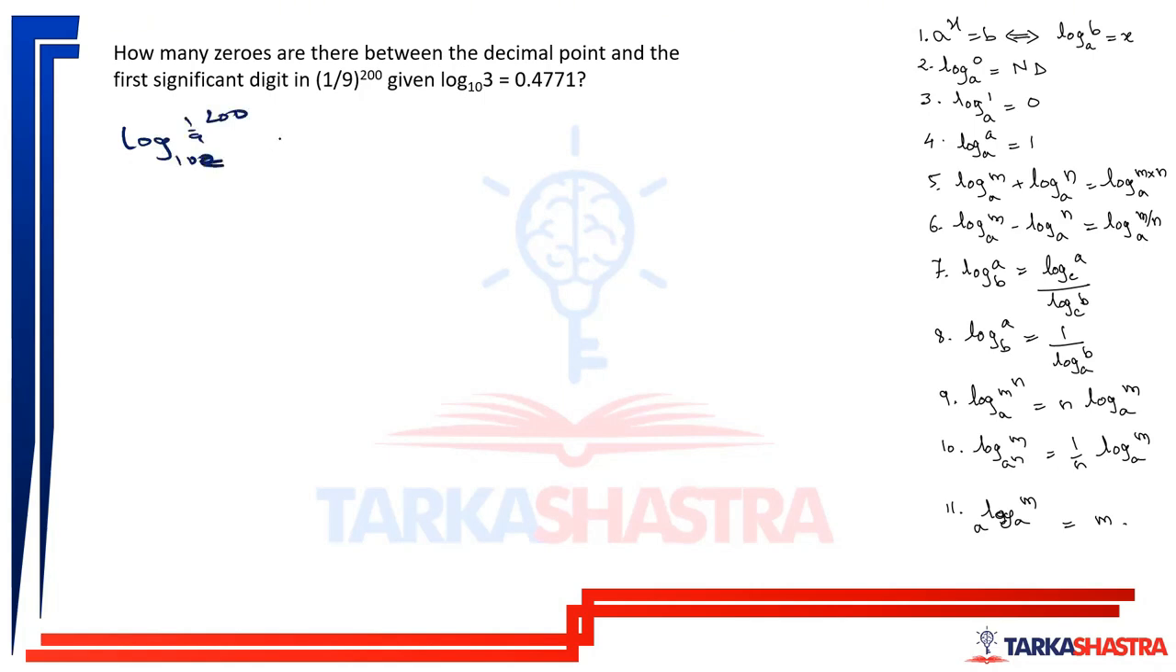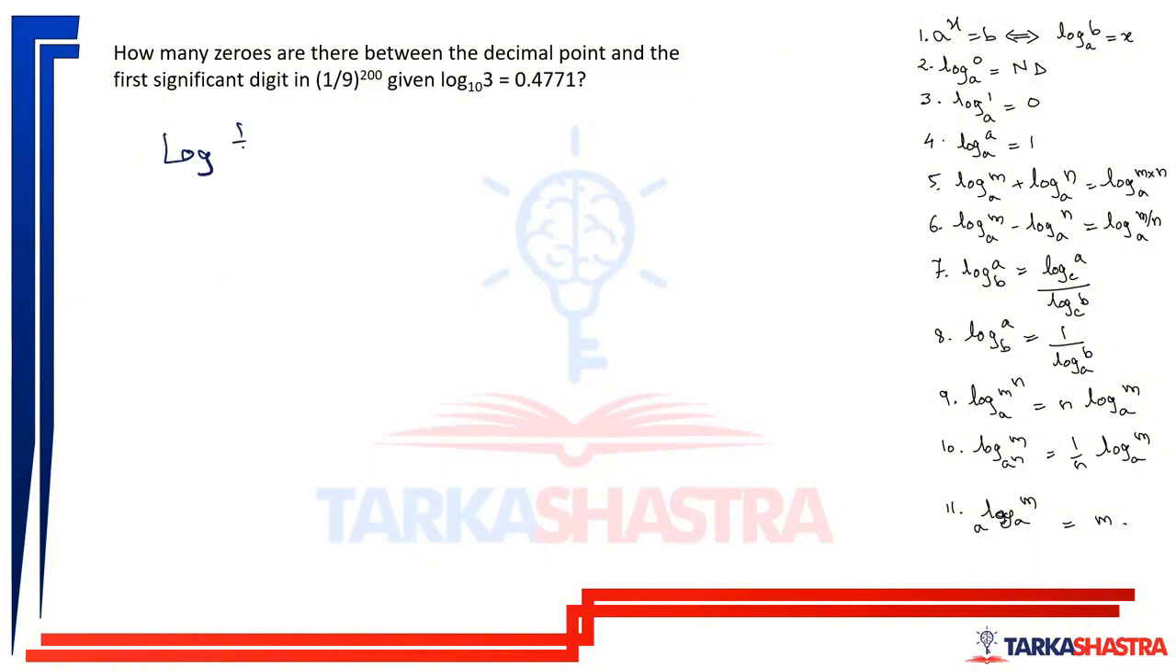Now, what are they asking us, or what are they trying to get out of us? It is that 1 by 9 to the power 200 will be 0.0000000 up to some significant digit, let us say 4. So how many zeros are there? We want to find this out. So again, the process is similar.